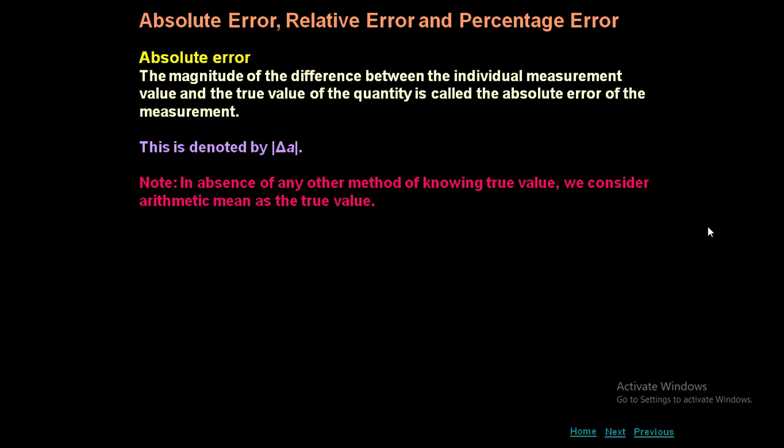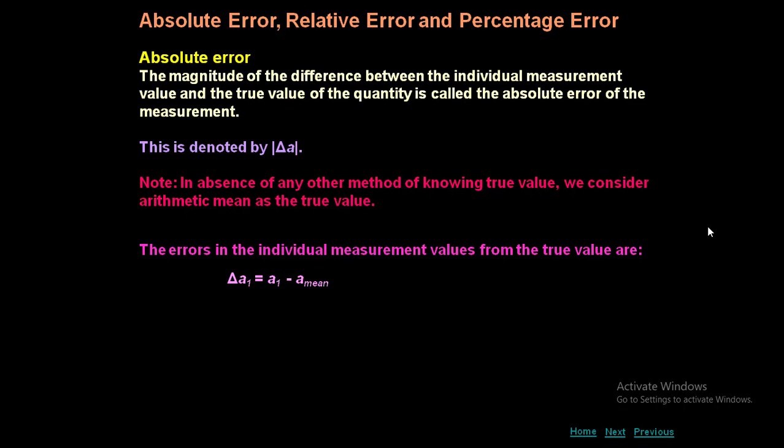as I already mentioned. The errors in the individual measurement values from the true value are delta A1 equal to A1 minus A mean, delta A2 equal to A2 minus A mean, and so on, delta AN equal to AN minus A mean.